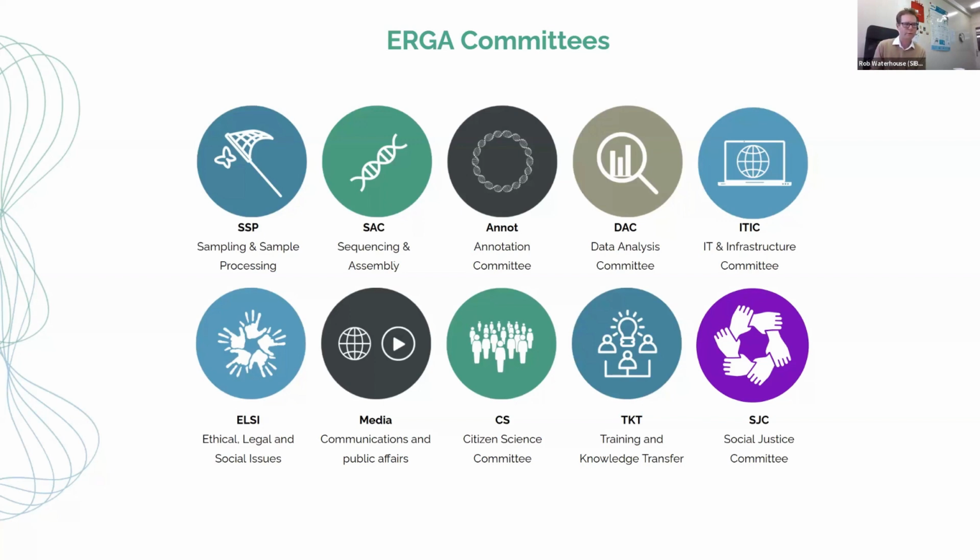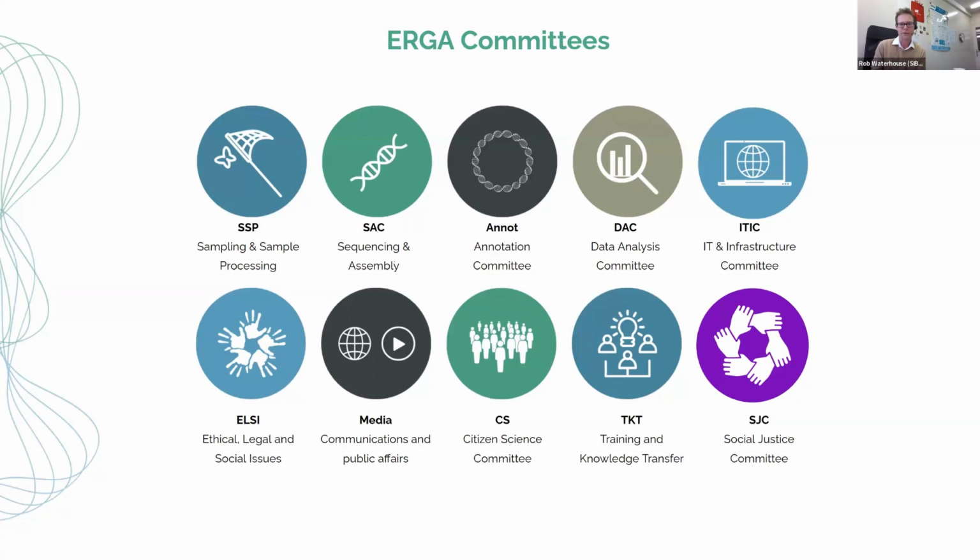But we also take the broader view of making sure to also consider things like ethical, legal, and social issues, media, so how we communicate the importance of genomics and reference genomes to non-specialists. The Citizen Science Committee is also engaged with taking that message to the amateur scientist, who is interested in contributing to biodiversity, but maybe has less of an understanding of genomics.